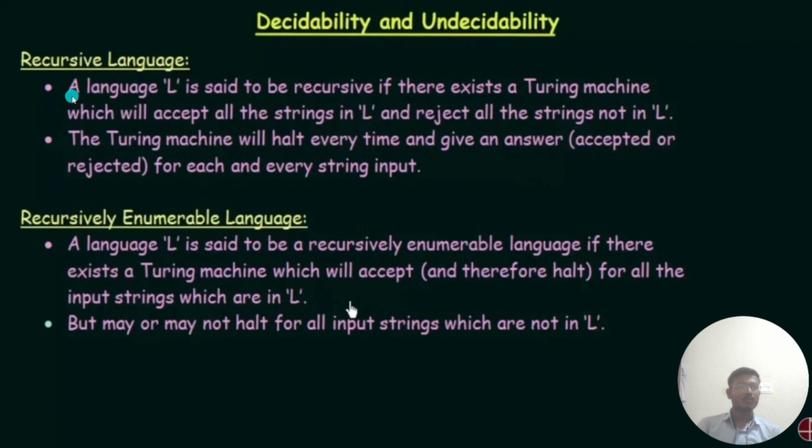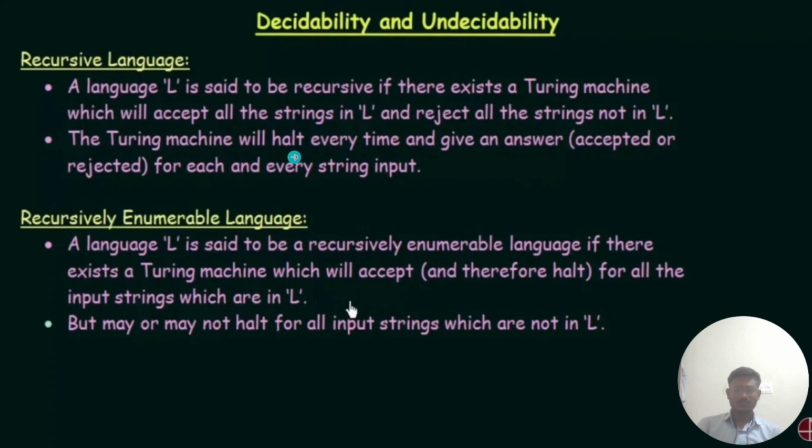Firstly, we have to see what is a recursive language. A language L is said to be a recursive language if there exists a Turing machine which will accept all the strings in L and reject all the strings not in L. The Turing machine will halt every time and give an answer, either it accepts or rejects the string, for each and every string input.